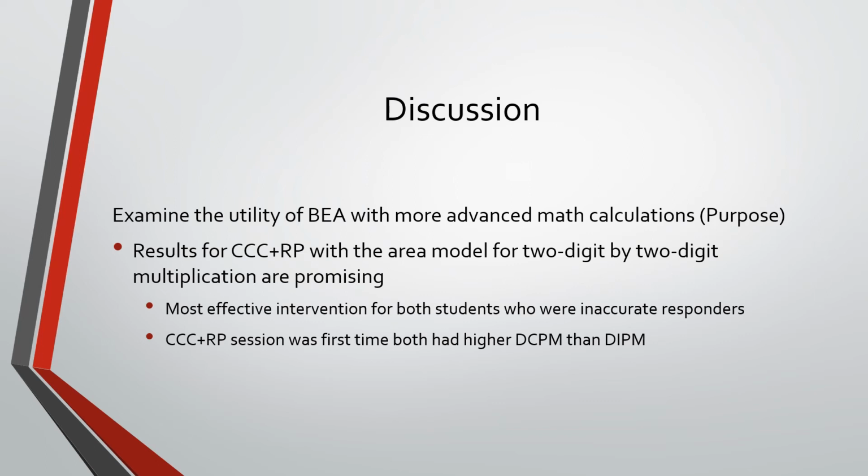And so then when looking at the utility of brief experimental analysis with more advanced mathematics calculations, being 2-digit by 2-digit multiplication, the results were promising. Cover, copy, compare with repeated practice was the most effective intervention for students who were inaccurate responders. And as we saw with our two inaccurate responders, Jose and Ben, the cover, copy, compare with repeated practice session was the first time that the students had higher digits correct per minute than incorrect per minute.